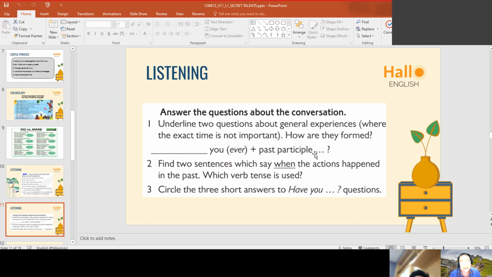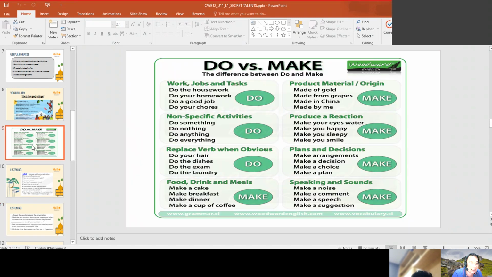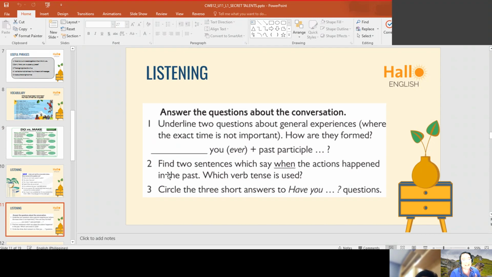It's not specific. We use the done. Yes, that's right. So that would be correct. So it can be, have you ever made or have you ever done something wrong? So again, if we are talking about done, non-specific activities, done something wrong, that would be correct. Next, have you ever made a speech before?